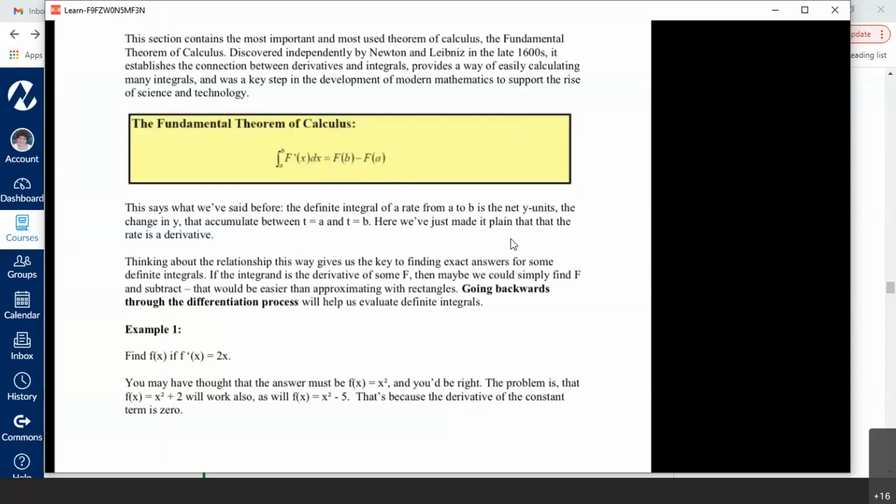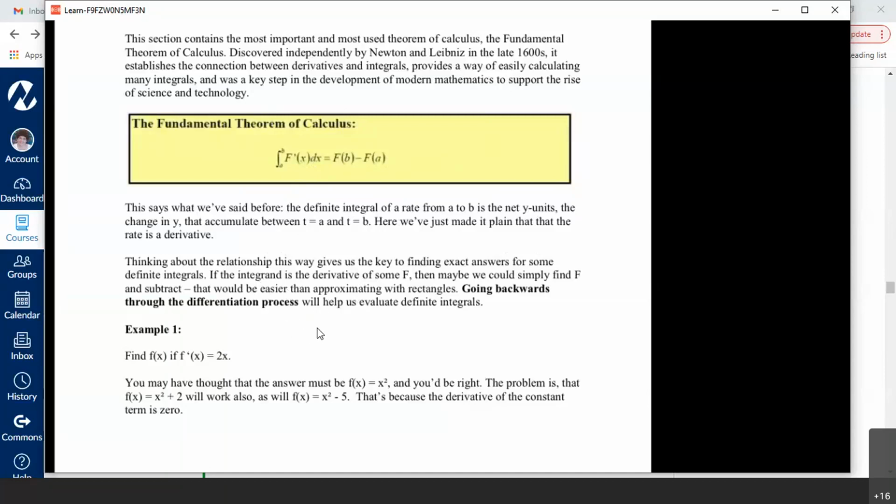In case you're wondering, did I miss something? You didn't. Here it is in words. The definite integral of a rate from a to b is the net y units, the change in y that accumulates between a and b. So it's basically what's happening to y as you move from a to b. Another way to visualize that, it's the area under the curve.